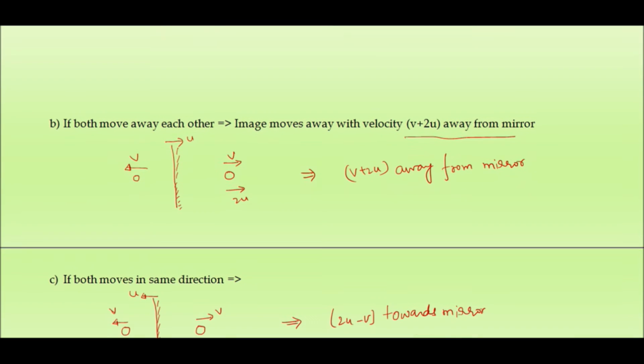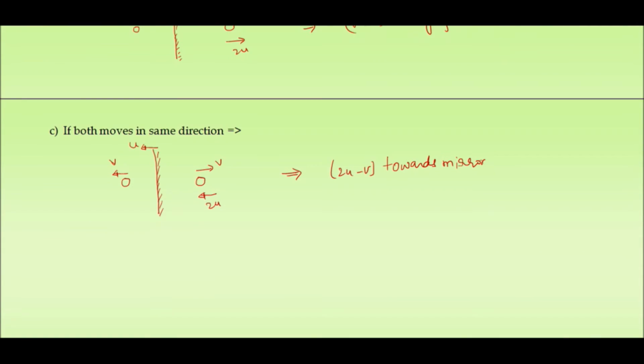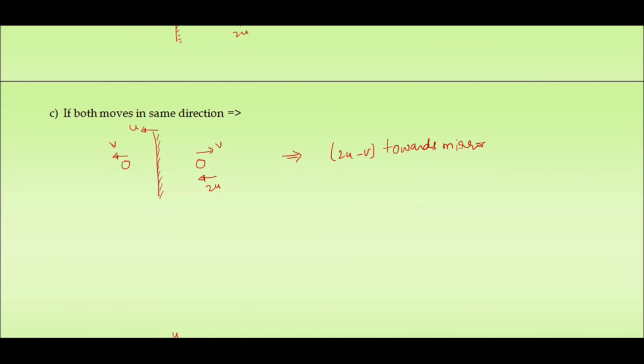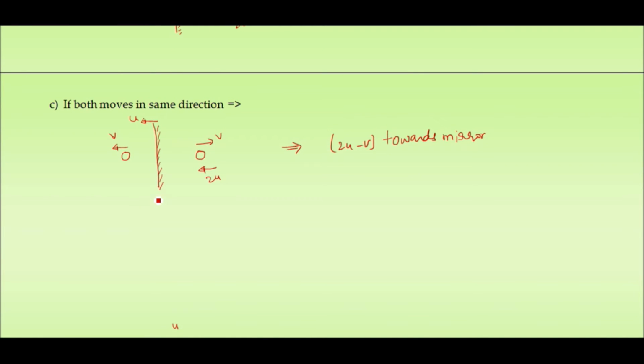Now, third case: both move in the same direction. Suppose this object is moving with velocity v towards the left, and the mirror also moves with velocity u towards left. Then we will learn the effect of both movements.